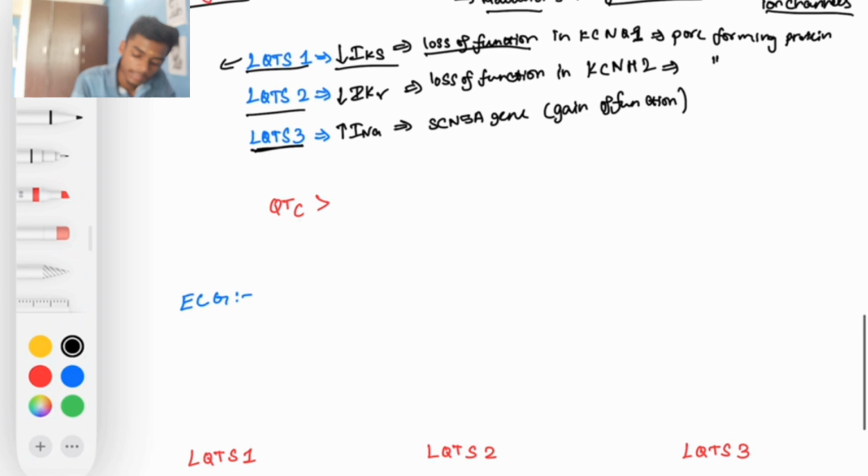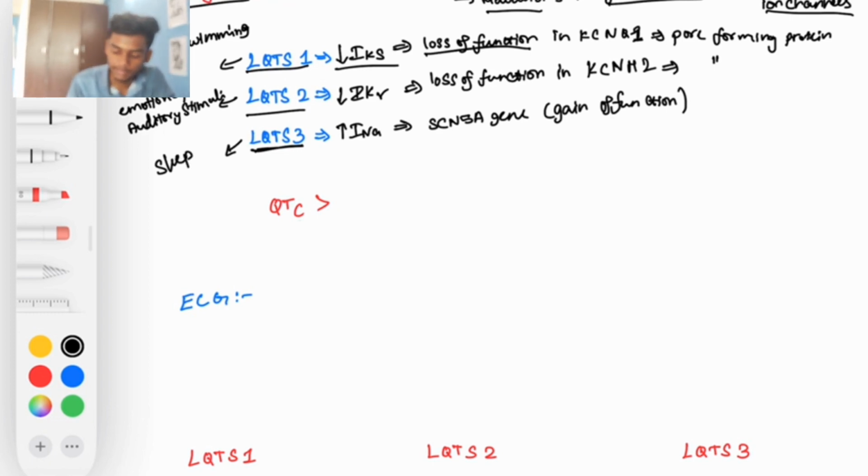Long QT syndrome 1 can be seen during exertion, especially during swimming. And long QT syndrome 2 is seen during emotions and when there is loud noise, an auditory stimulus. Long QT syndrome 3 is seen during sleep.